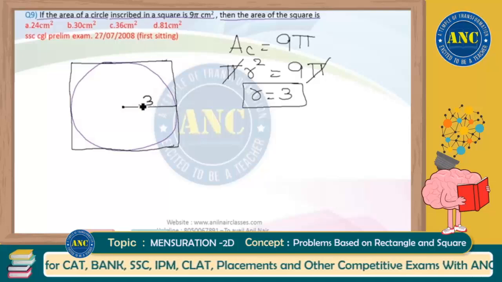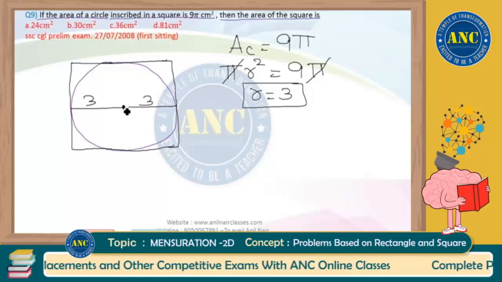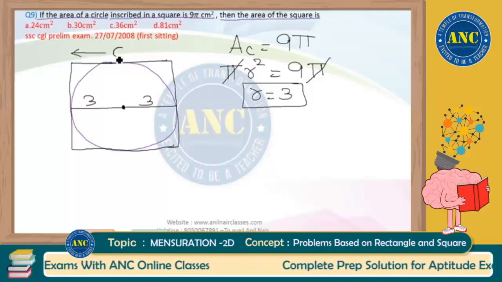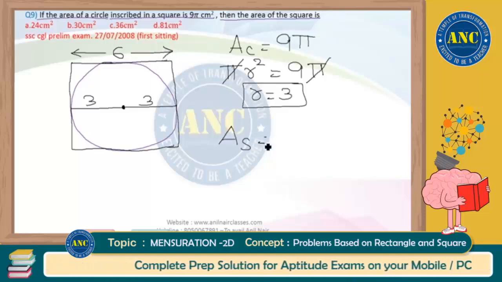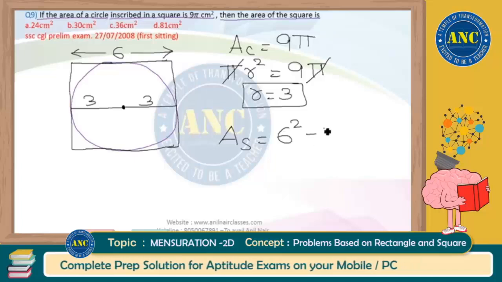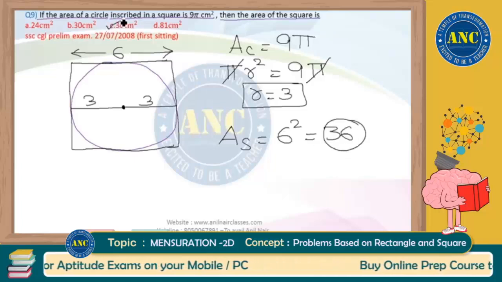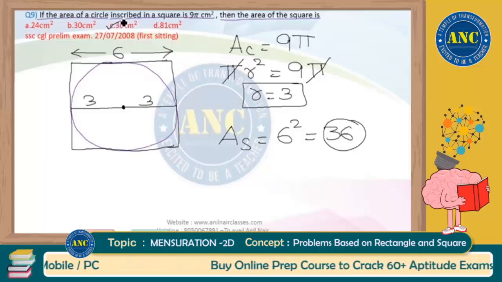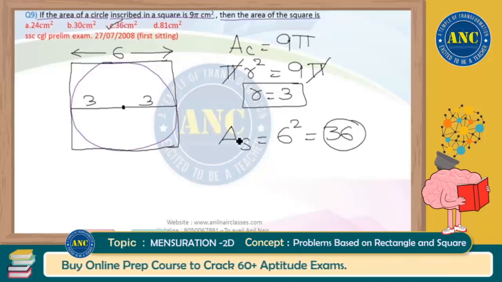If the radius is 3, this is also nothing but radius. The entire diameter is 6. The diameter happens to be the side of the square. The side is 6. The area of the square is side square. It is 6 square, 36. It is nothing but the reverse of the previous 3 questions we have solved. But I believe that the idea is nowhere different from the previous 3 questions. The concept remains the same as what we have solved earlier, sir.